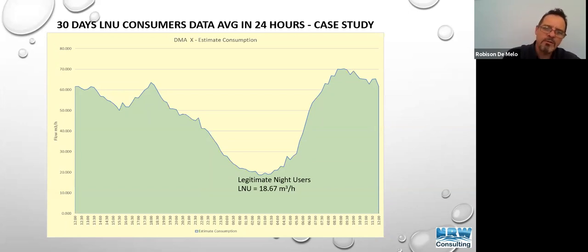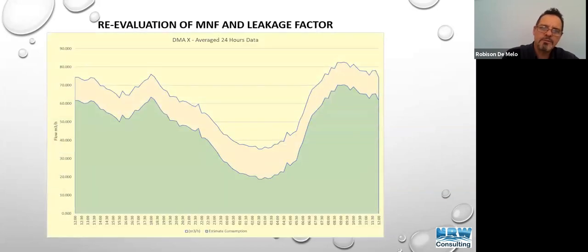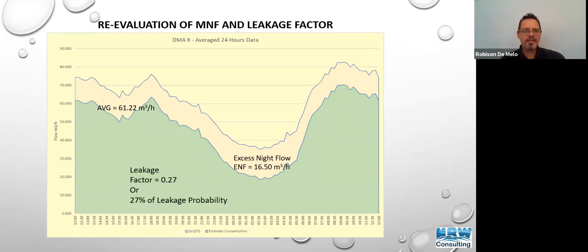Now, just redoing the quick calculation again to identify the leakage factor. Now, we know that our excessive night flow, or our burst, is 16.5 cubic meters per hour. So it's the minimum night flow minus the legitimate night users. If we keep the same average flow, now our leakage factor drops from 0.57 to 0.27, or 27% leakage probability. It doesn't mean there is no leak.